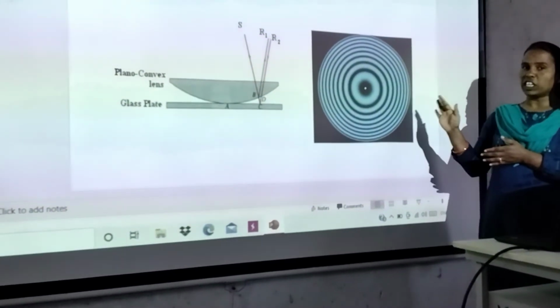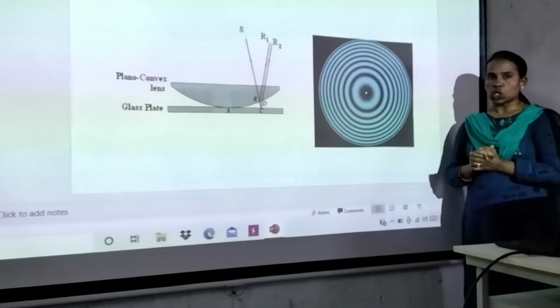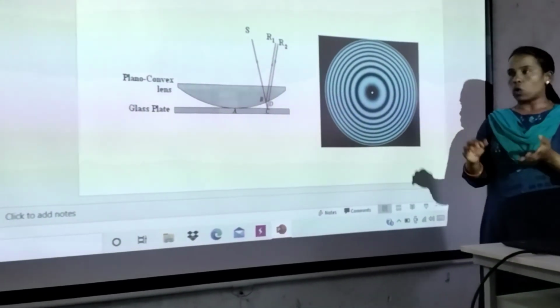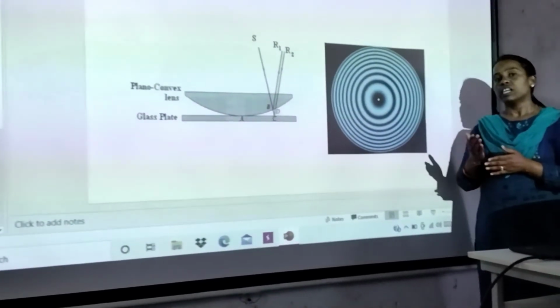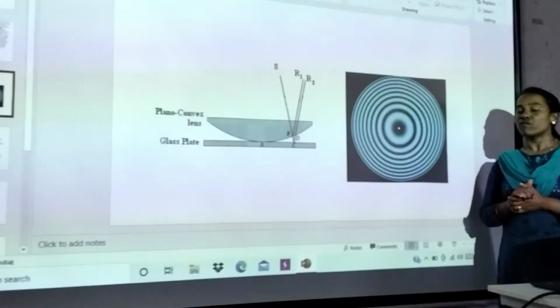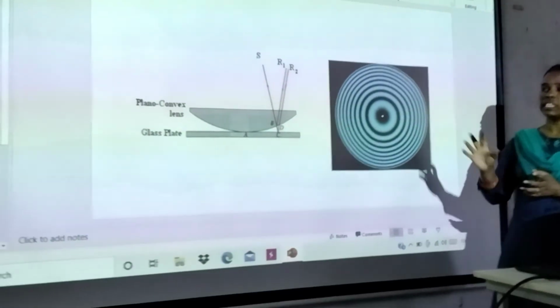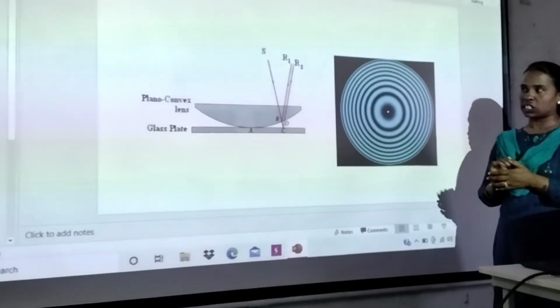n lambda for constructive interference and 2n plus 1 into lambda by 2 for destructive interference, we studied in the previous class. Now there is a change, because we have studied that whenever the rays are reflected by a denser medium, there is a change in the phase of the waves. Because of that, there is a change in the conditions for constructive and destructive interference.